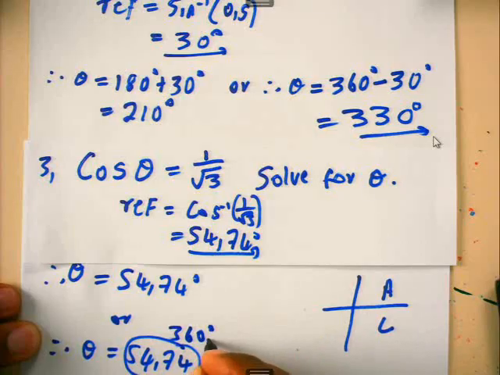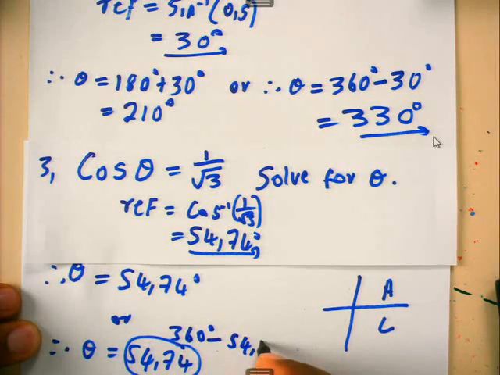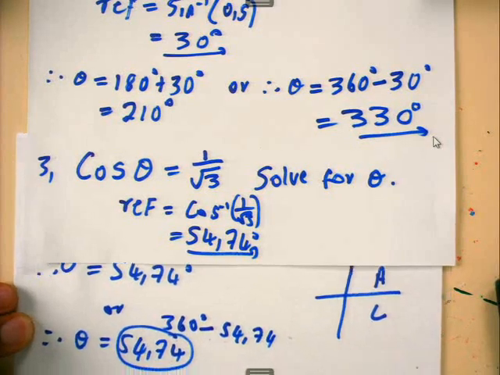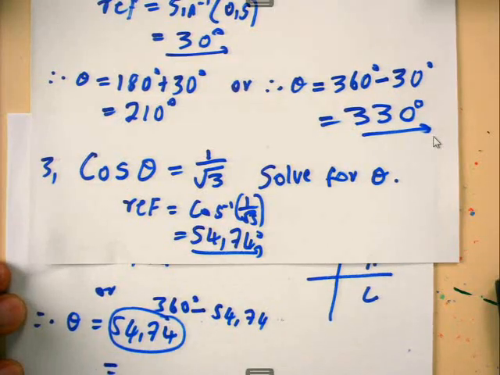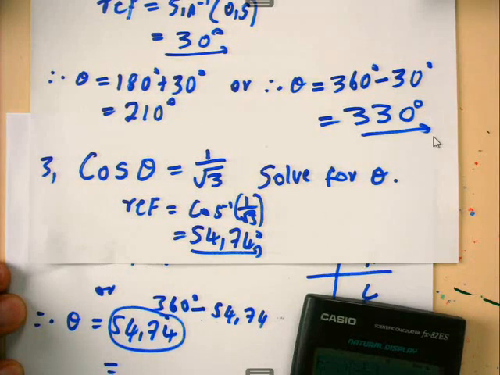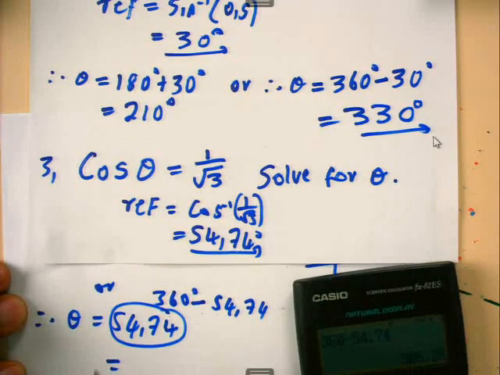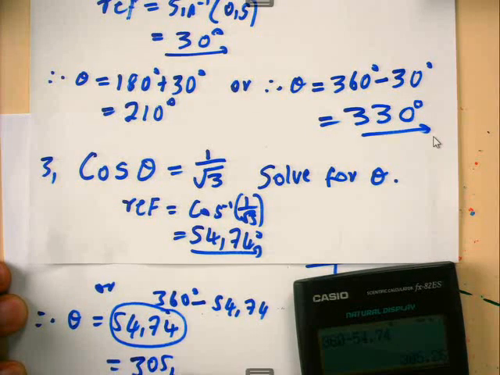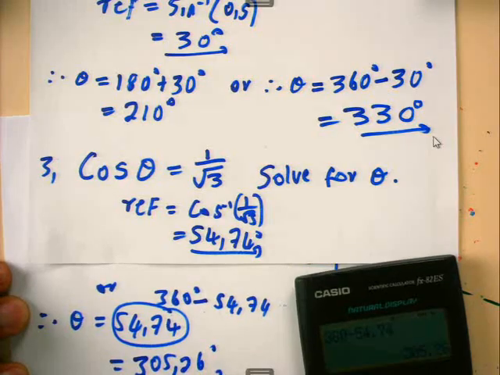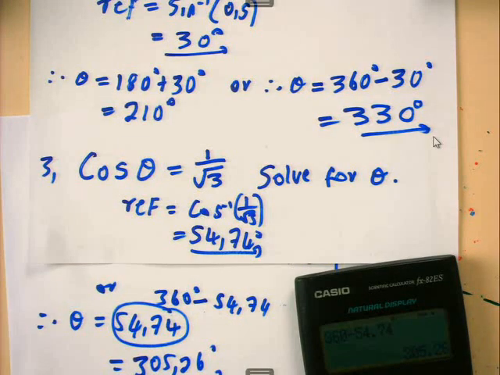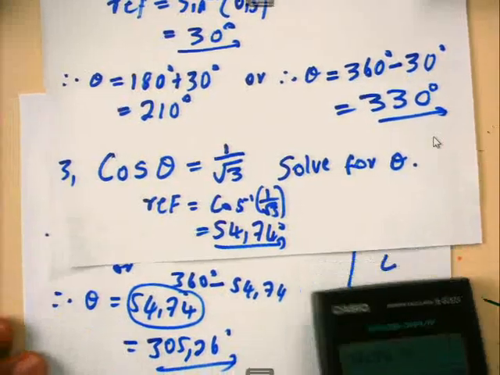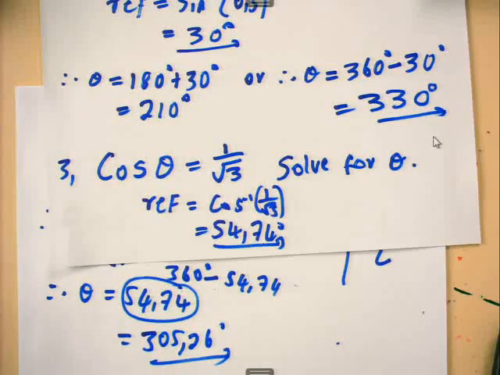360 degrees minus 54,74. Right, of course, now we will have the answer there. We take 360 degrees minus 54,74. Then the answer there is 305,26 degrees. Right. Good people, like I indicated, it's very important to know how to solve this, the trig equation.